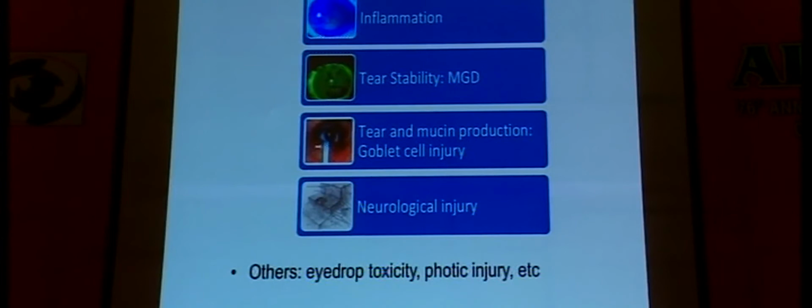And how does the surgery affect the tear film? First of all, it causes inflammation. It can affect the tear stability, the MGD, and it can affect the mucin production due to goblet cell injury, and it can also cause neurological injury, especially with refractive surgery.